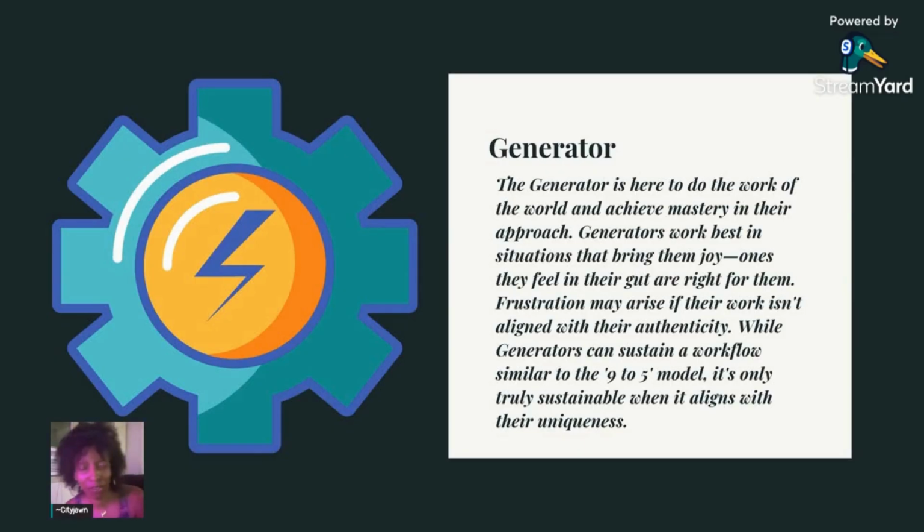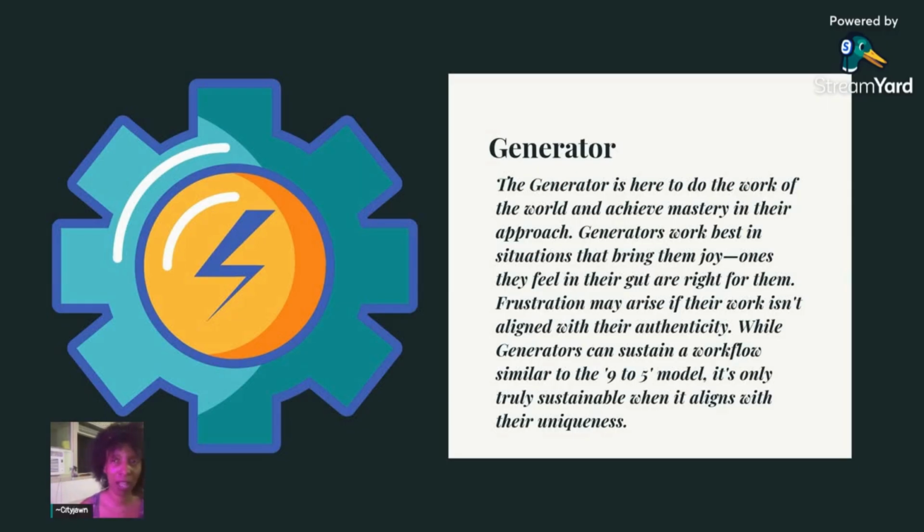Generators, as I said earlier, are most equipped to sustain a traditional working model, but it is only sustainable when it is aligned with their true uniqueness. It's not sustainable when they're just doing it because they have to keep up with the status quo. The other thing that's very unique about the generator type is that generators are not built to initiate. Generators are built to respond.